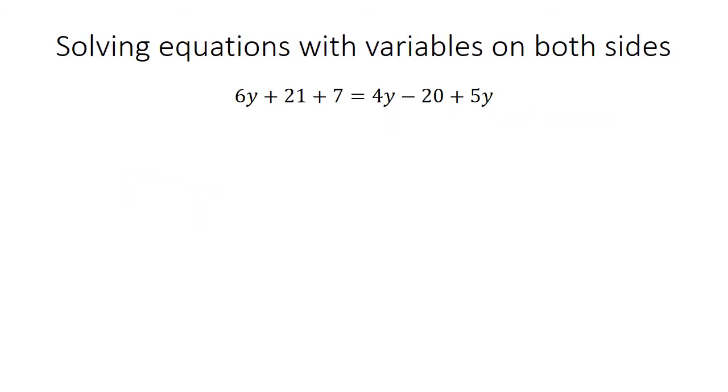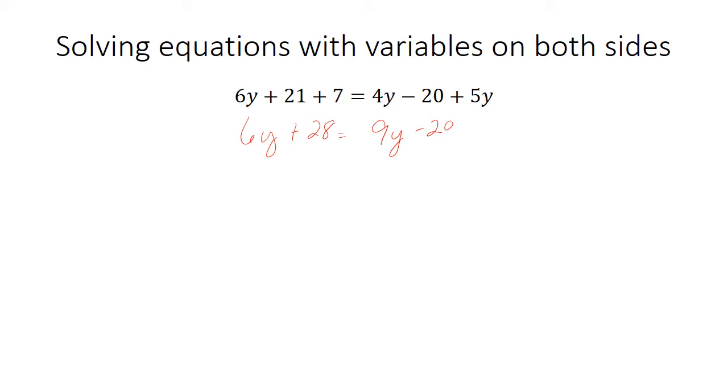So if we have variables on both sides, all we're going to do is use our properties of equality in order to move the variables to one side or the other side of the equation. The best thing to do is to go ahead and combine like terms on the same side before you move it across the equal sign. So I'm going to combine like terms here. I'll have my 6y plus 28 is equal to 9y minus 20.